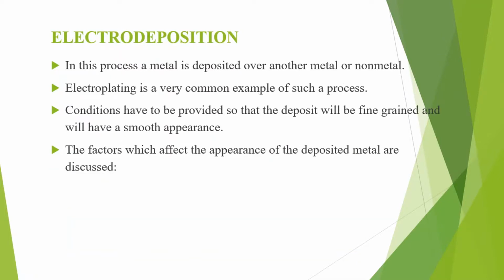Electro deposition. This is the process where a metal is deposited over another metal or non-metal. So the common example for this is electroplating. Some conditions have to be provided so that the deposit is fine grained and has a smooth appearance. There are few factors which affect the appearance of the deposited metal.